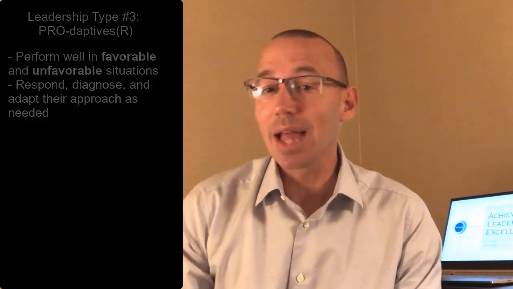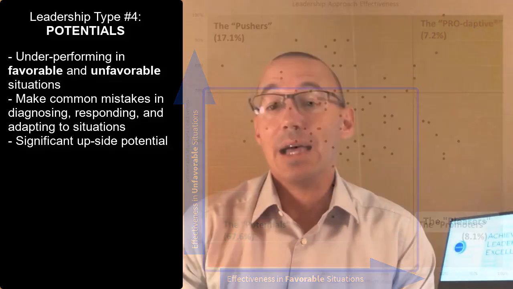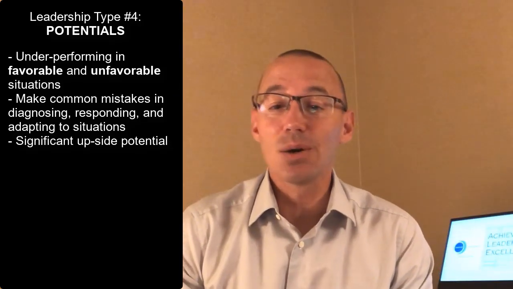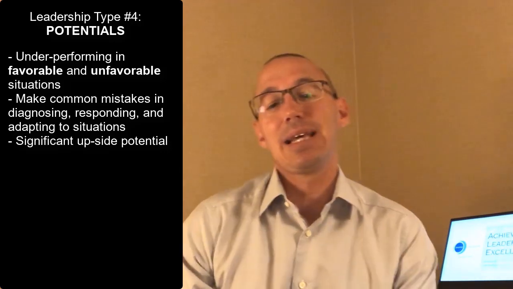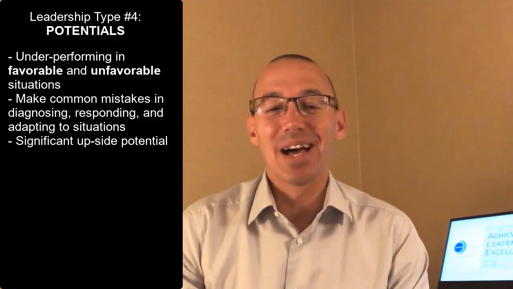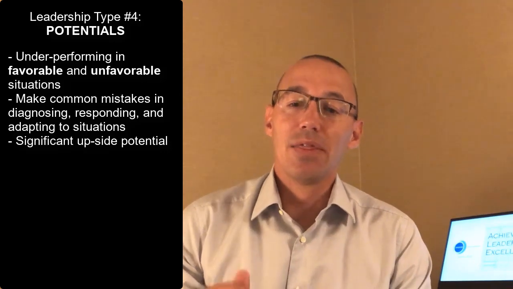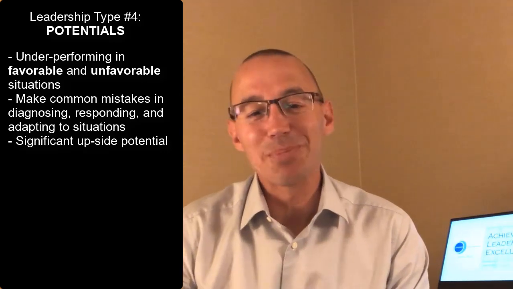Now, the potentials are the last group of leaders. This group of leaders is underperforming in both favorable and unfavorable situations. You can see that is by far the largest group. This group of leaders represents 67% of all the leaders in our study of several hundred. These leaders are making the most common diagnosing, responding, and adapting mistakes on a regular basis. They could be working a lot smarter instead of working a lot harder. They are also significantly underperforming their potential, so they've got a lot of upside.